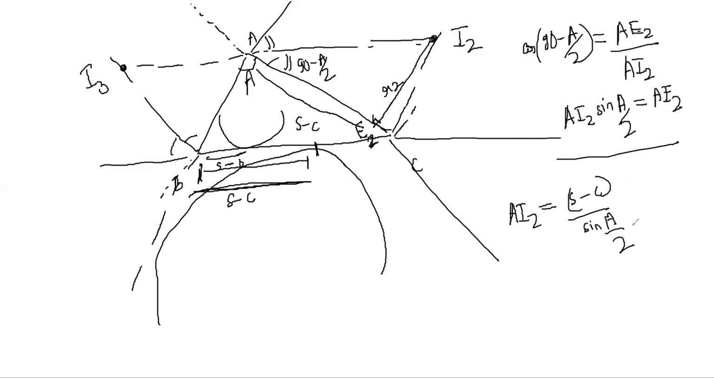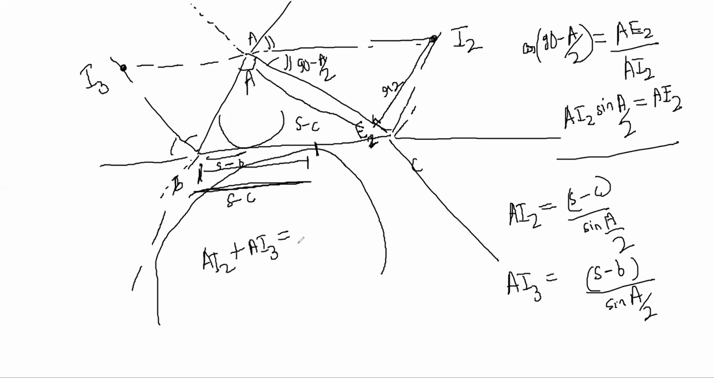Right? And similarly, AI3 will become S minus B by sine A by 2, right? Correct? So AI2 plus AI3 will become S minus B plus S minus C, so 2S minus B minus C by sine A by 2. 2S minus B minus C is A cosec A by 2. That is what we had to prove, no?